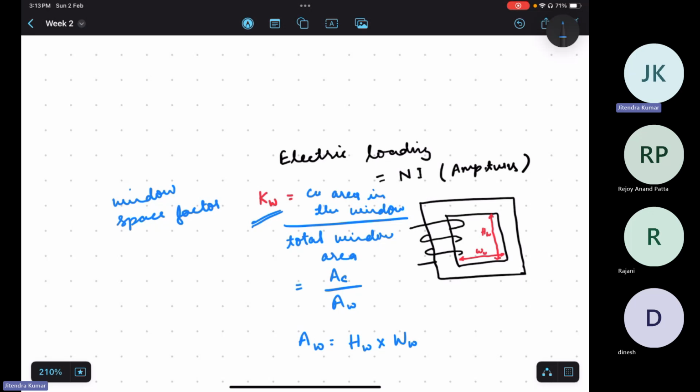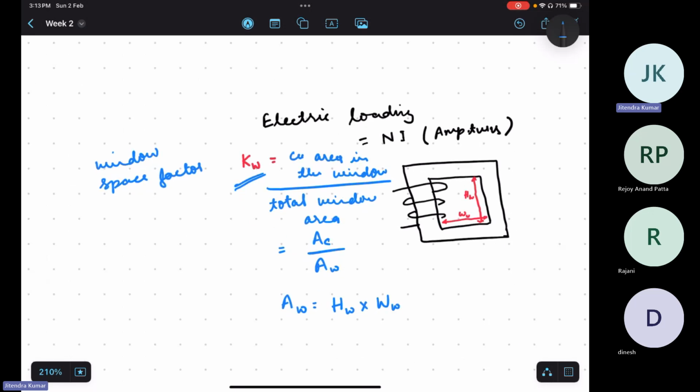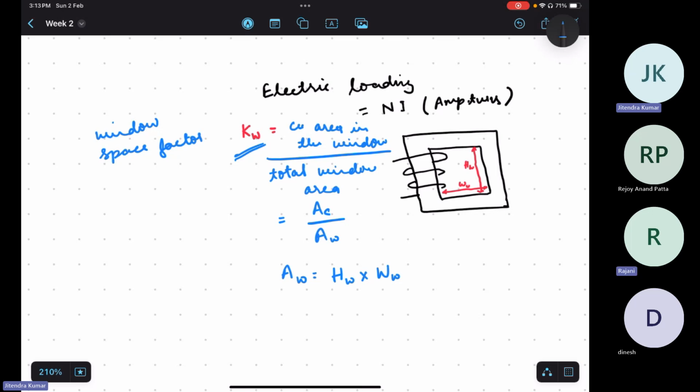Okay, so this is about window space factor, right? And this parameter you might be seeing quite frequently while solving the problems from assignment 2, I guess. This is the factor by which the window space available inside the core has been utilized. Okay, so this is a very important parameter, so we will keep that in mind. Is there any doubt regarding that?